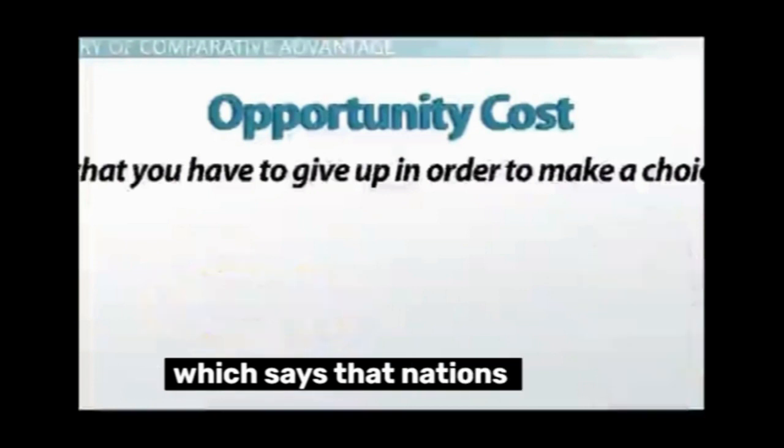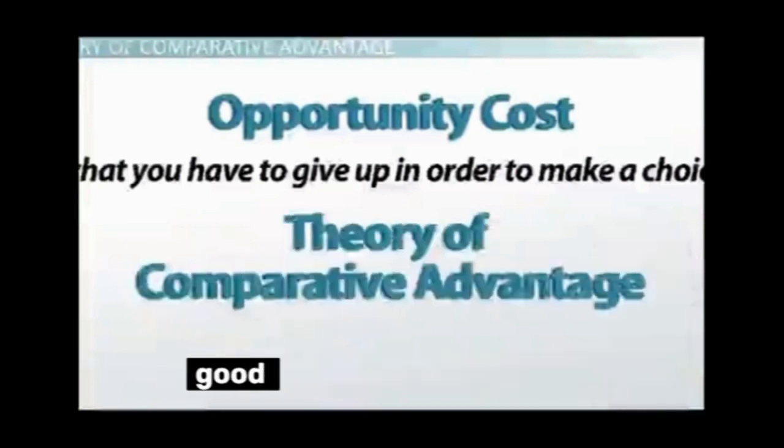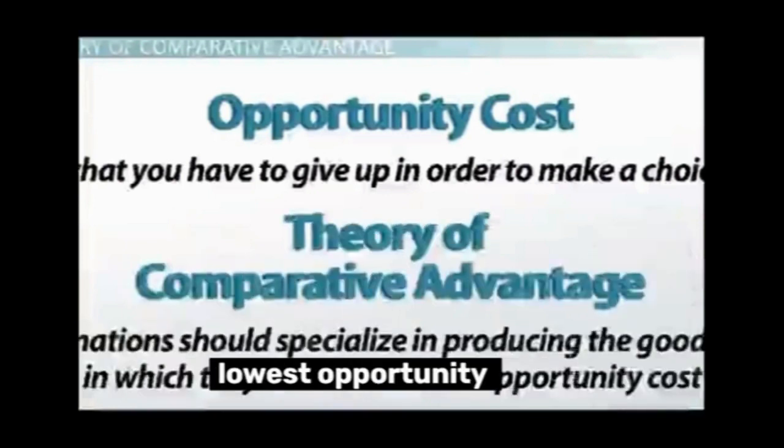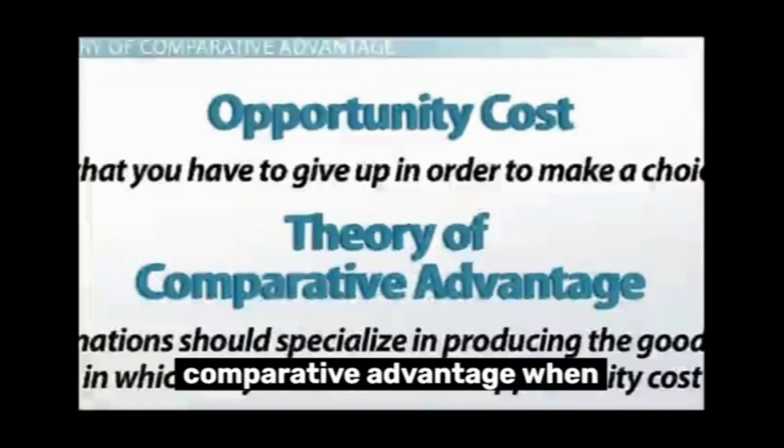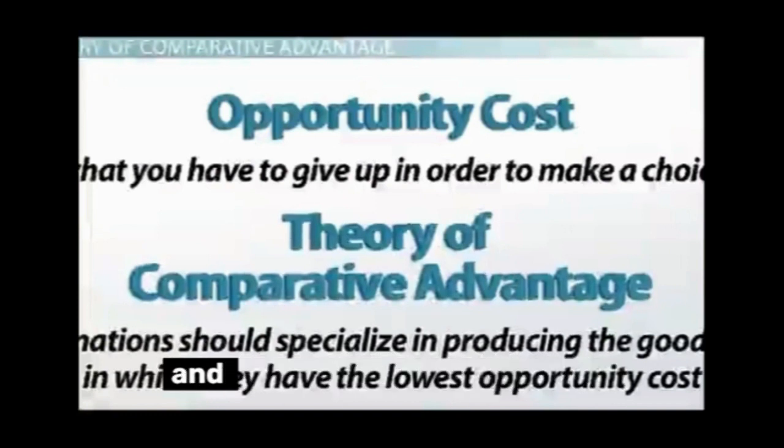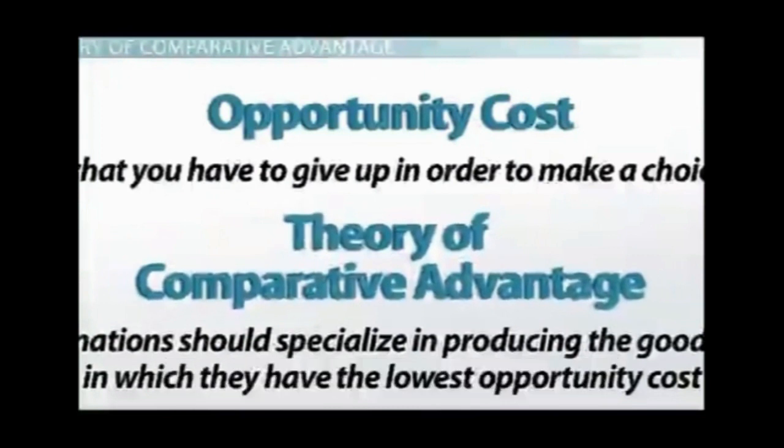So this led to the theory of comparative advantage, which says that nations should specialize in producing the good in which they have the lowest opportunity cost. In the end, people would not only look at absolute advantage, but they would also consider comparative advantage when deciding what goods to produce and for whom to produce them. So here's an important point to remember.